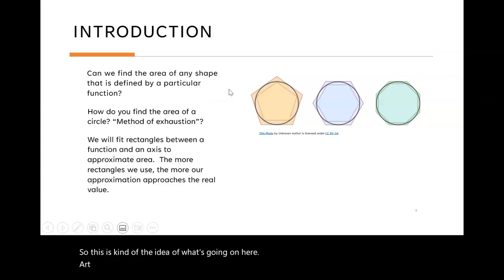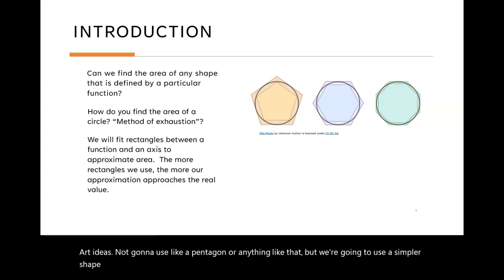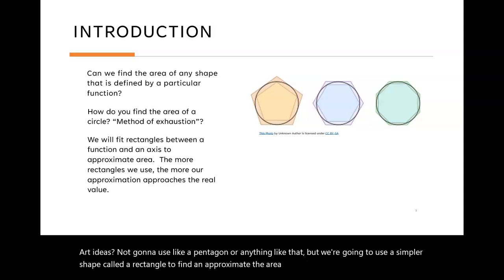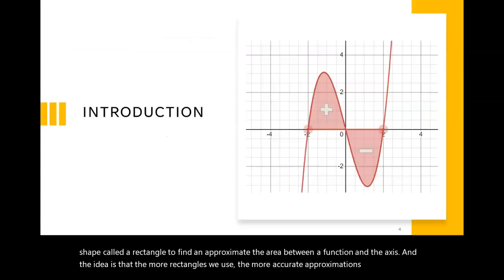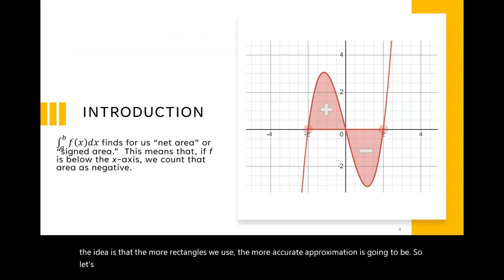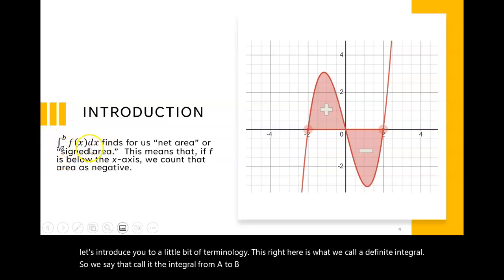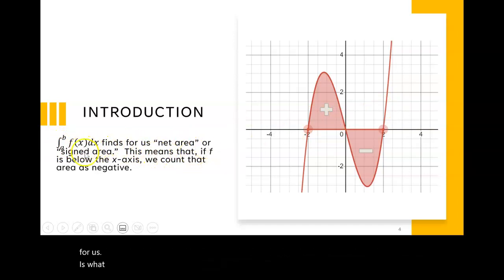Our idea is not going to use a pentagon or anything like that, but we're going to use a simpler shape called a rectangle to approximate the area between a function and the axis. And the idea is that the more rectangles we use, the more accurate our approximation is going to be. So let's introduce you to a little bit of terminology. This right here is what we call a definite integral. So we call it the integral from a to b of f of x dx. And what it's going to find for us is what we call signed area.